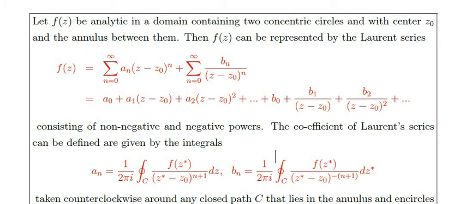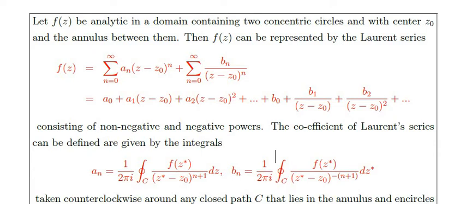We can write it as follows. Substituting n equal to 0 for the first term, that is a0, then a1 into z minus z0, plus a2 into z minus z0 the whole square, plus and so on. Then substituting n equal to 0 for the second term, we get b0 plus b1 by z minus z0 plus b2 by z minus z0 the whole square plus and so on, which consists of non-negative and negative powers.